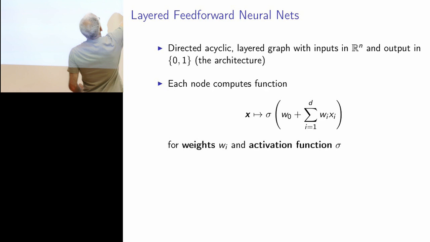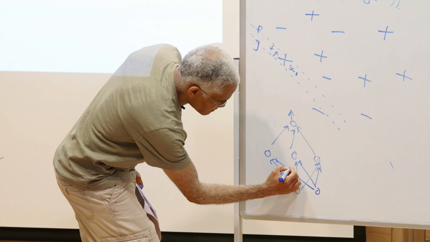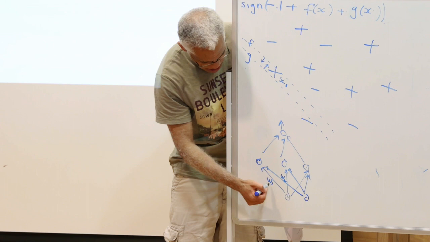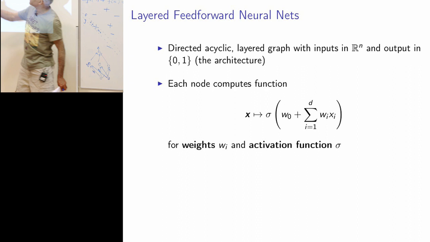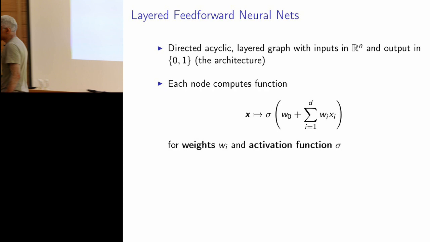So for each node, there are several inputs. So here are the inputs. And there's a weight. So for instance, this node has two inputs, and there's a weight assigned to each input. And to compute the value of this node, I take the inputs and I sum them according to these weights. I have a kind of threshold here, W0, which is another parameter I associate with this node. And then I apply sigma, the so-called activation function. So for linear classifiers, this is the sign function. You just say, is this positive or negative? But you can choose other activation functions. And that gives you the output of this node.